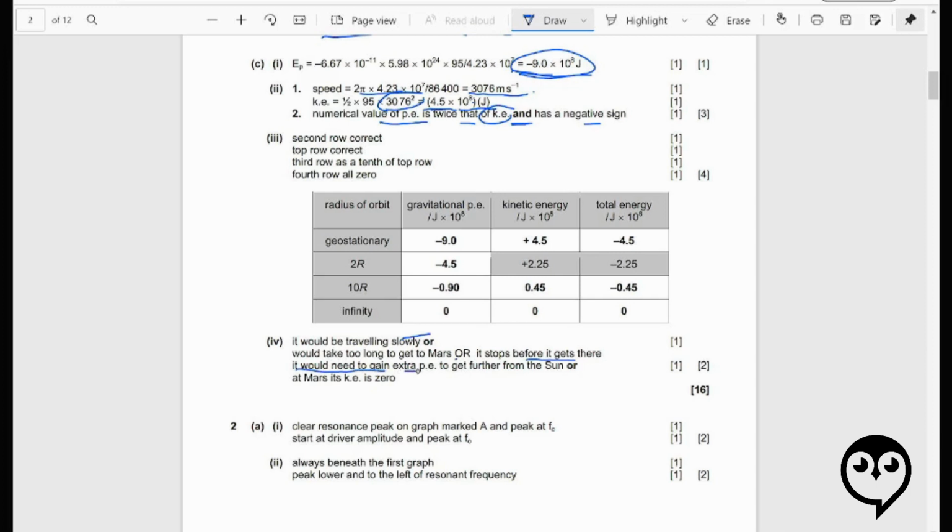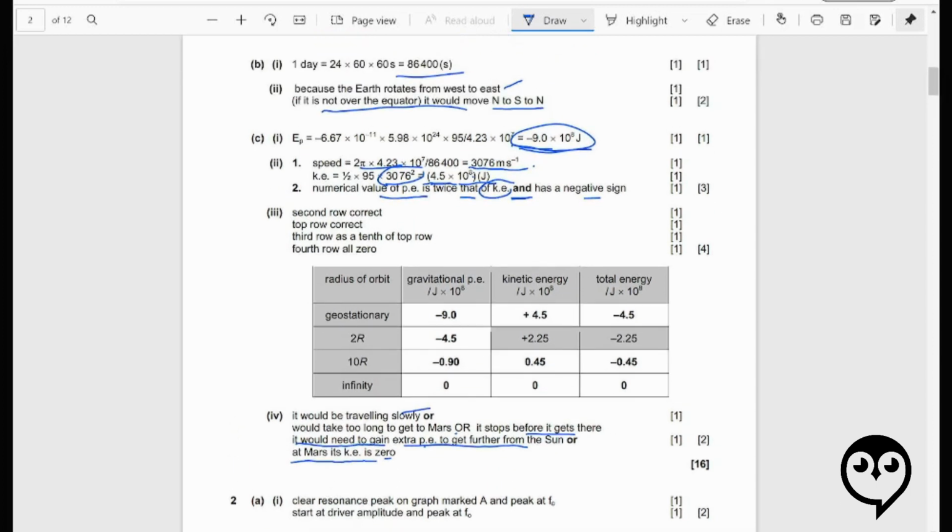It would need to take extra potential energy to get further from the sun. Well, that's what I was saying. We haven't taken into account the pole of the sun, have we? Okay. Or at Mars, its kinetic energy is 0. Yeah, it wouldn't have enough to get into an orbit, maybe. So, yeah, something along those lines.